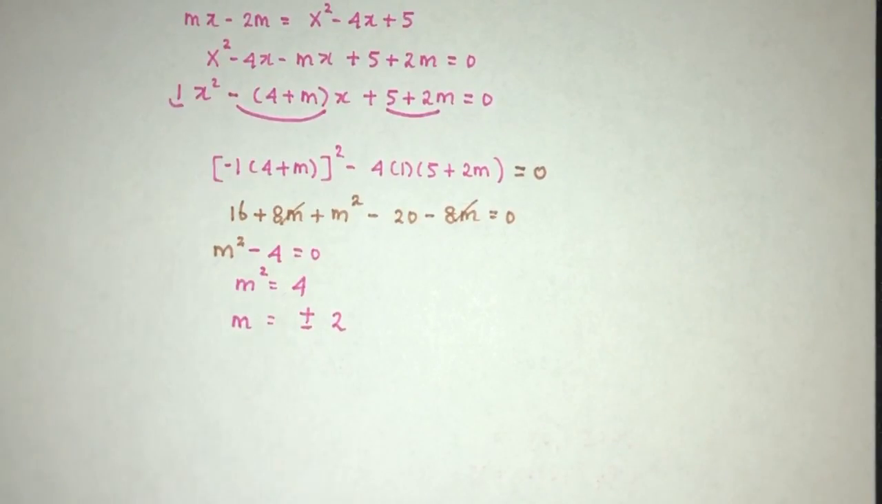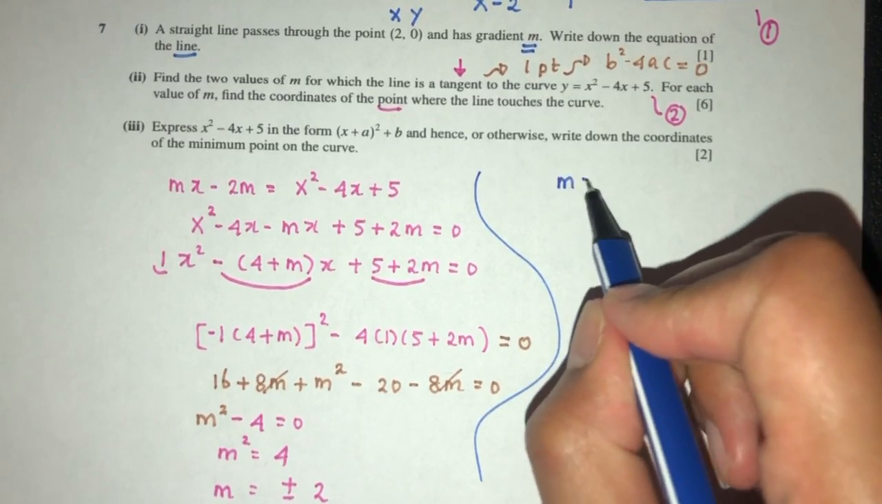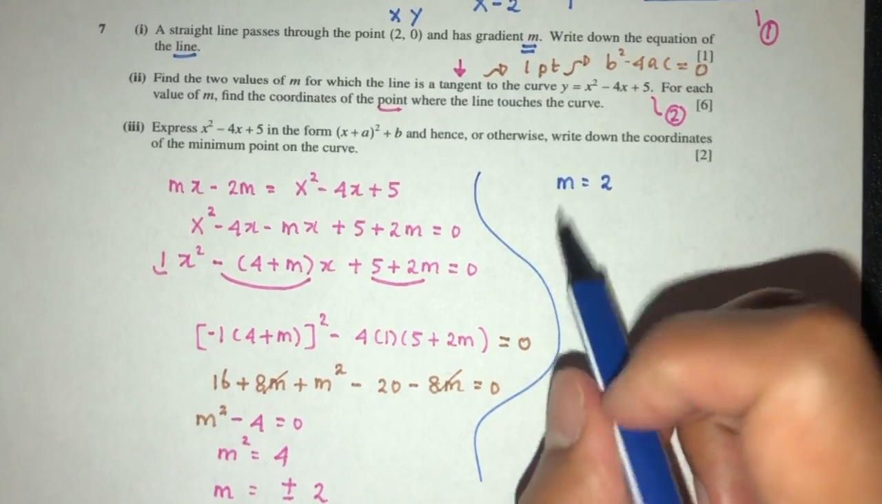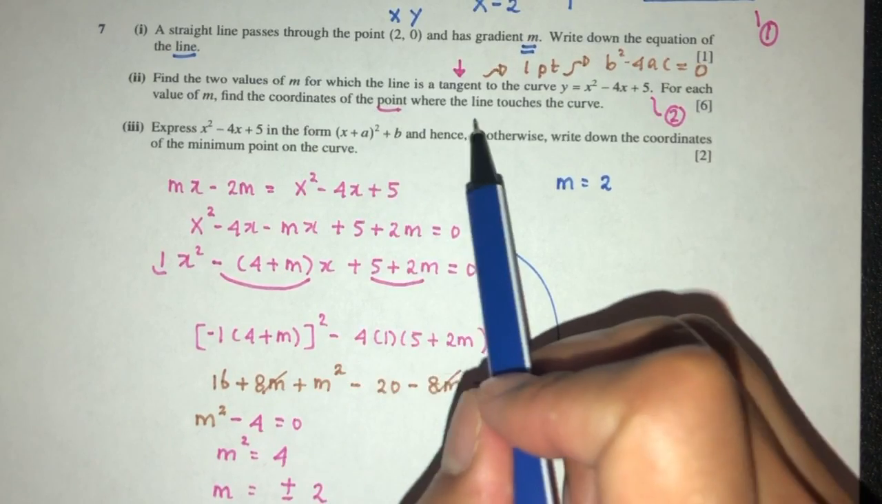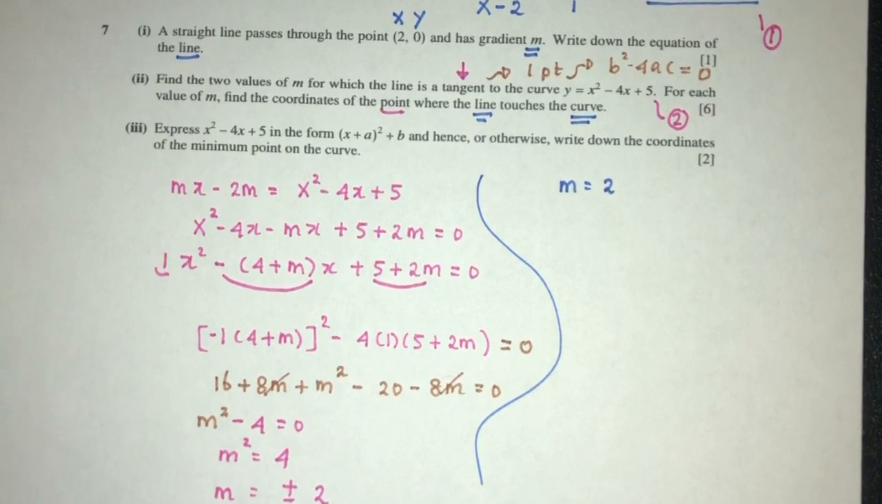Now, when m, let me continue here. When m is 2, we have to find what? Find the point where the line touches the curve. So let's find that. So from here we will have this equation here.